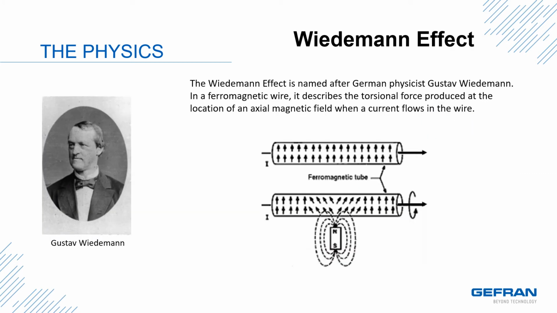The Wiedemann effect. The Wiedemann effect is named after German physicist Gustav Wiedemann. In a ferromagnetic wire, it describes the torsional force produced at the location of an axial magnetic field when a current flows in a wire. In this picture, if the electric current or magnetic field alternates, the wire will begin torsional oscillation. The Wiedemann effect is the primary principle behind Gefran's magnetostrictive sensor design. This torsional wave force results from the vector addition of the magnetic field surrounding the waveguide due to a current pulse and the magnetic field externally supplied by our magnetic cursor. We will see how Gefran applies this in the coming slides.